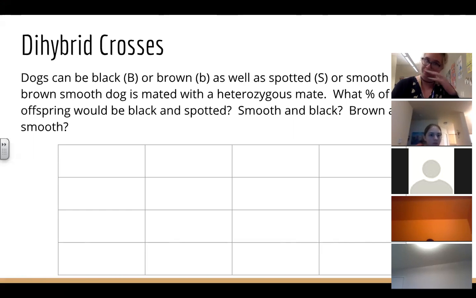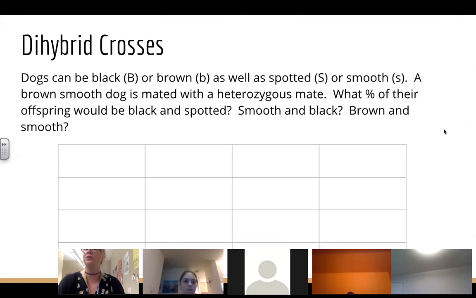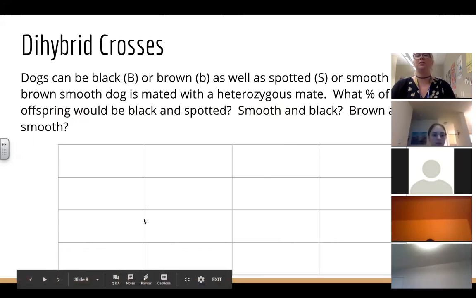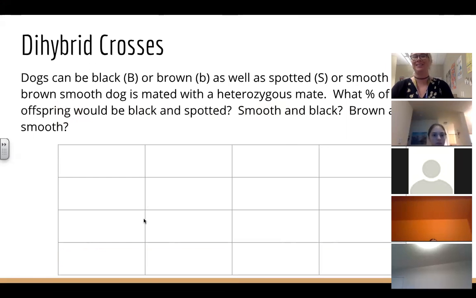So how do we get that? Well, here's a great example of that. Dogs can be black, dominant, big B, or brown, little b, as well as spotted, big S, or smooth, little s. A brown smooth dog is mated with a heterozygous mate. What percent of their offspring would be black and spotted, smooth and black, and brown and smooth? Notice my Punnett square just grew a lot in size.